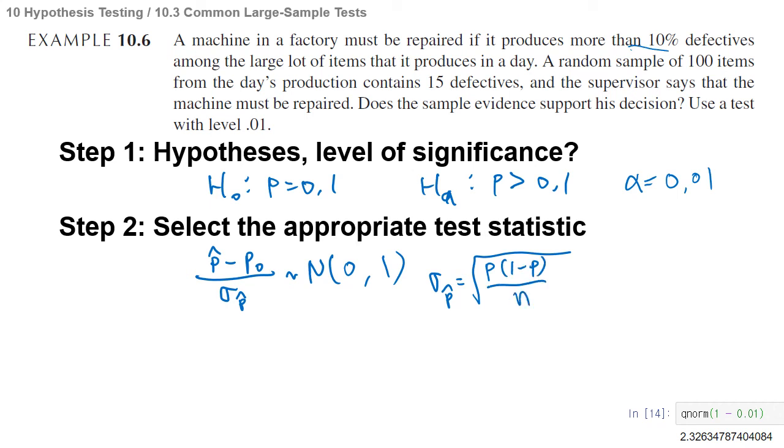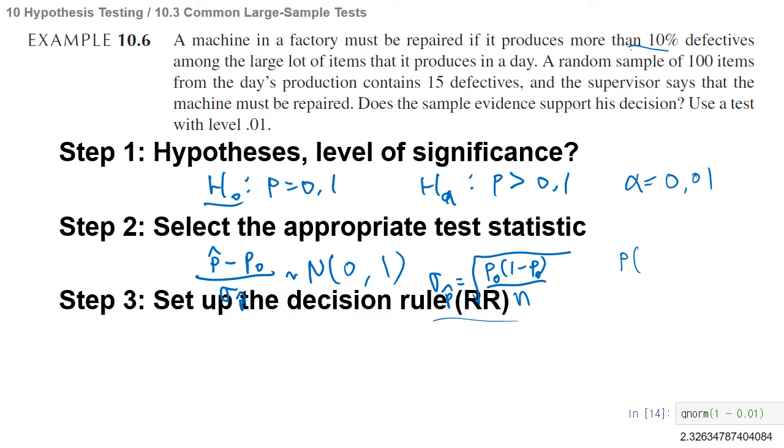And here, actually, the test statistic is derived based on the null situation. So what we are doing, we are calculating the probability. We are doing inference given the null situation. So we should put P0 here, which is 0.1 when we are calculating this one. Okay, and this is our test statistic, and let's set up the decision rule.